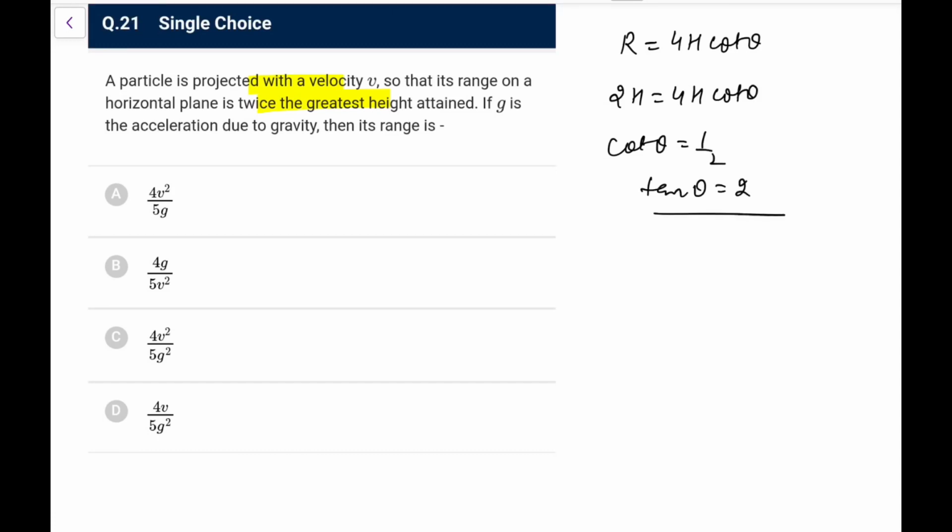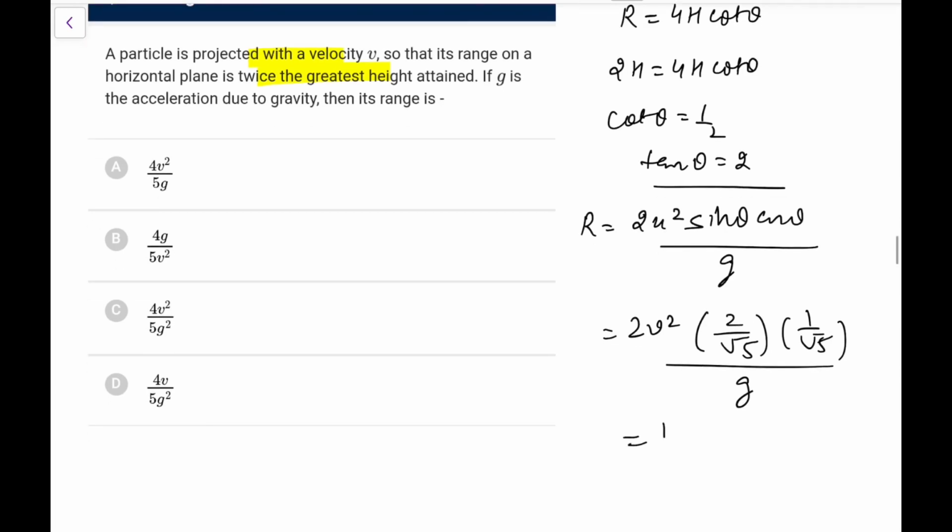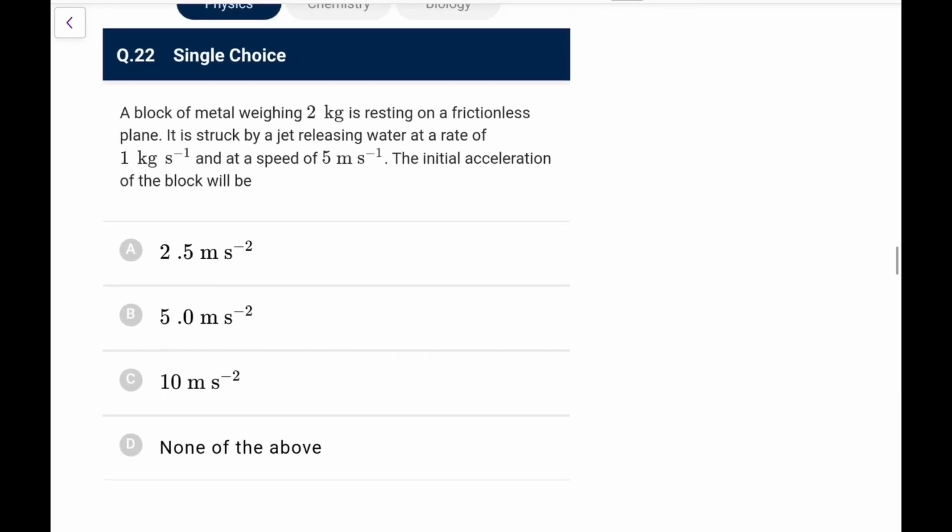Now what you need: if g is the acceleration due to gravity, then its range is going to be... The range formula that you remember famously as 2u square sin theta cos theta by g. So it would be 2v square sin theta cos theta by g. Tan theta is 2, that means sin theta would be 2 upon root 5, cos theta would be 1 upon root 5, and g is g, so that comes out as 4v square by 5g. That is the option, go for option A. If you do dimensional analysis also, only one option is left, that's another thing.